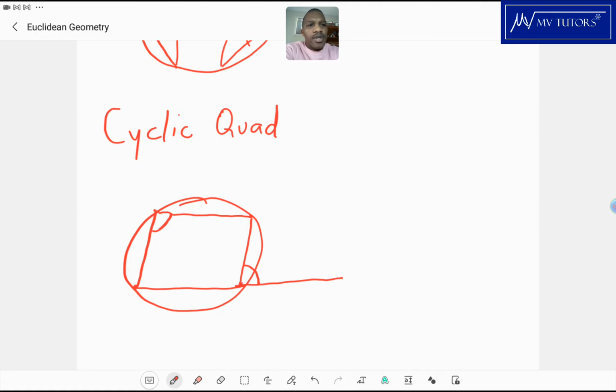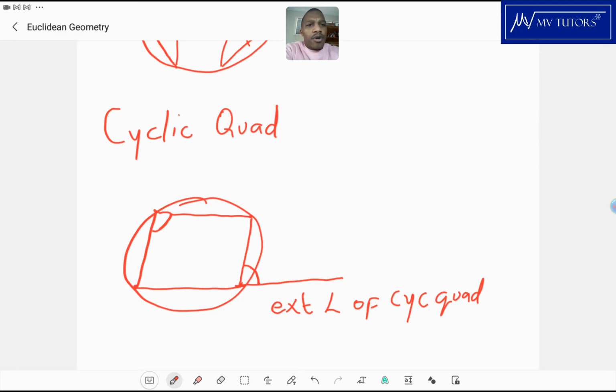All right, so how do we write this one? It's external angle of cyclic quad. That's the reasoning. So that's how you would write the reasoning.